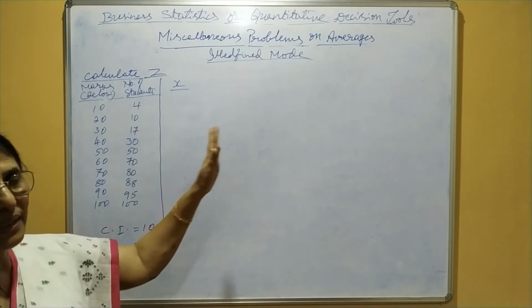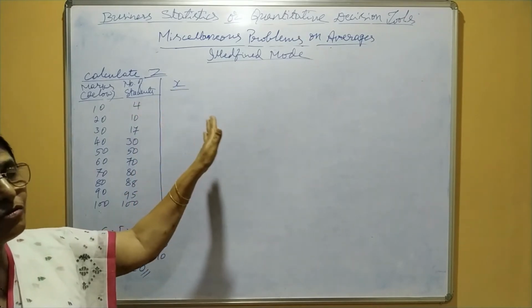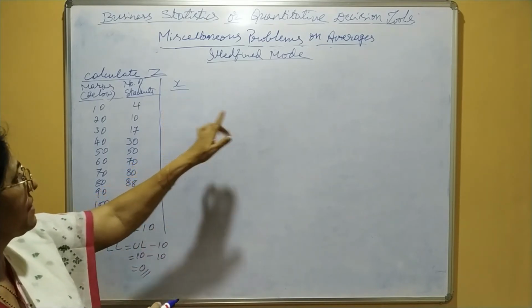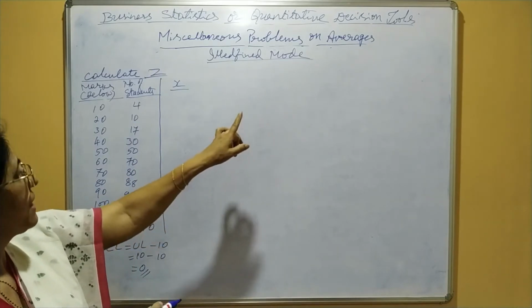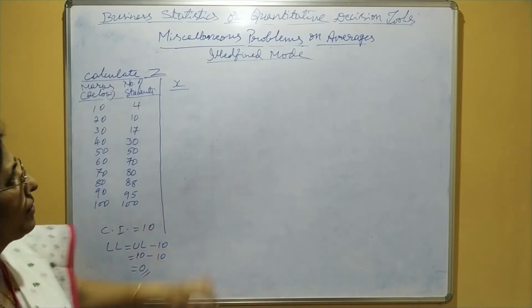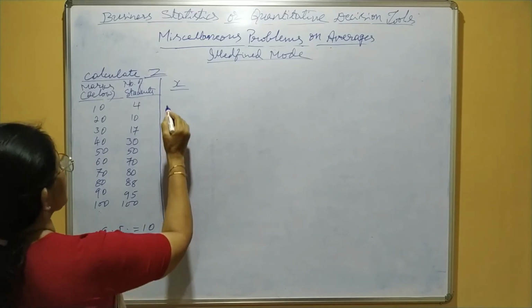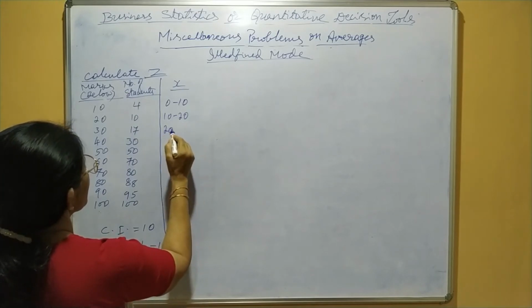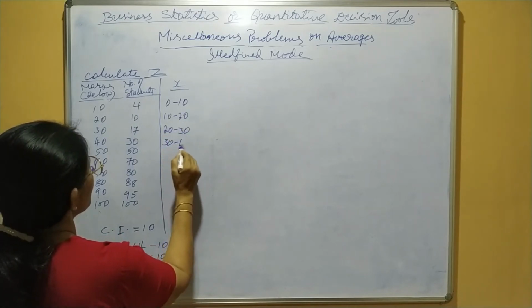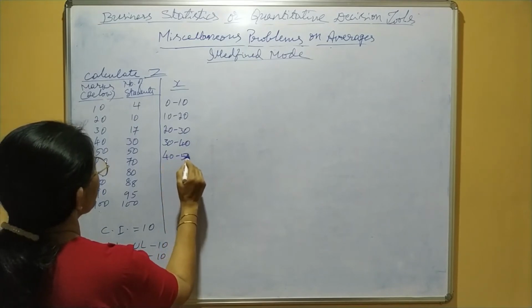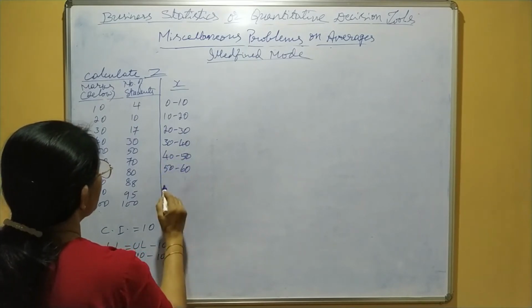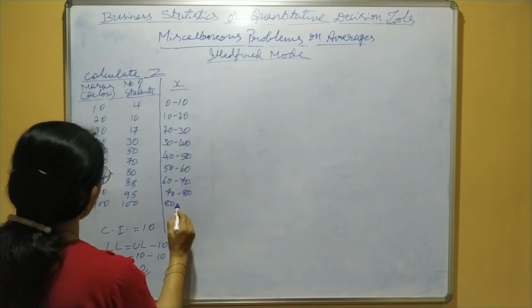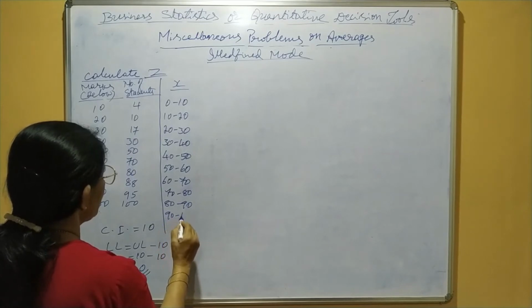You may write let marks equals x. There you should not write below. You have to take classes. Therefore, write just let marks equals x. Number of students equals f. Okay. X first class is 0 to 10. Next 10 to 20, 20 to 30, 30 to 40, 40 to 50, 50 to 60, 60 to 70, 70 to 80, 80 to 90, 90 to 100.